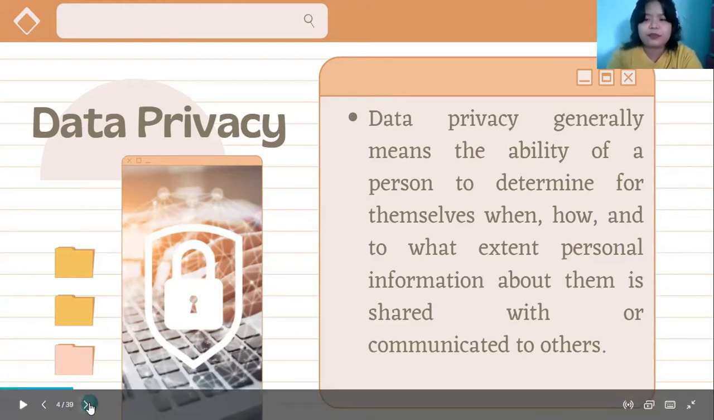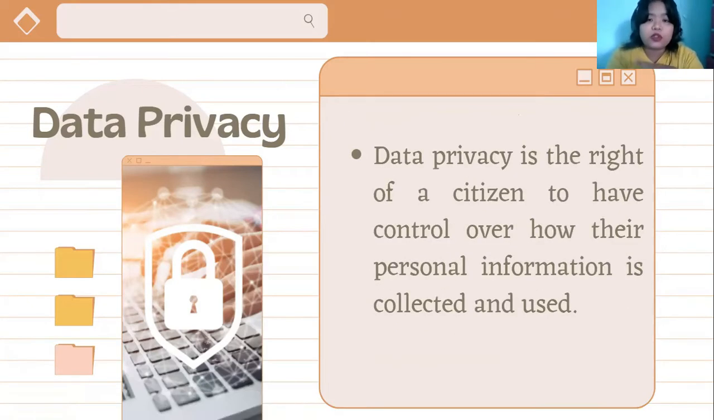Next slide, please. Maybe right now you are asking yourself, how about my personal information that I input on a website? For example, when you are buying online, it is important that your personal details like address, name, and contact number are included to make sure that your parcel will be delivered to you. Don't worry, because this is the individual's right to control how their personal information is collected and used. It is referred to as information privacy.